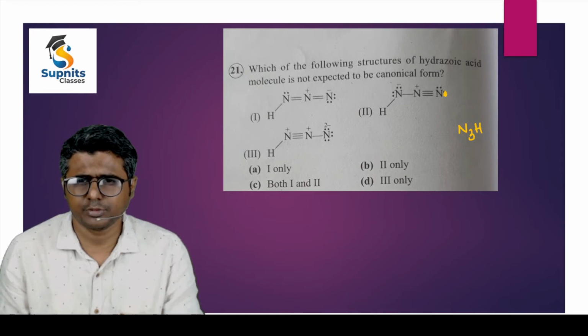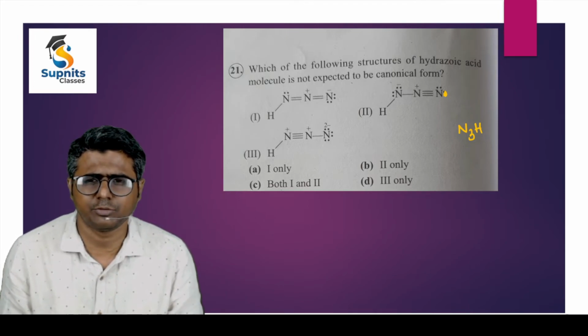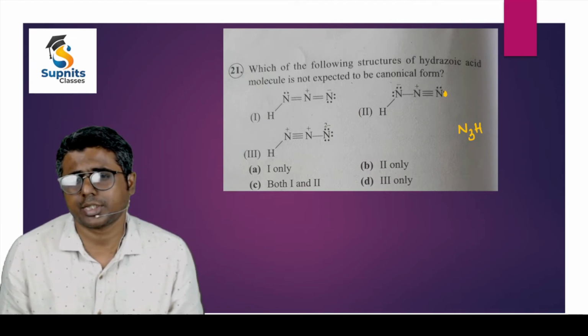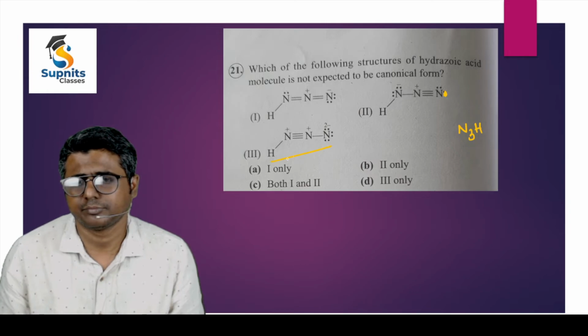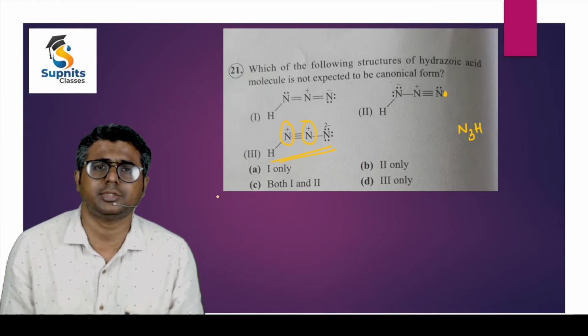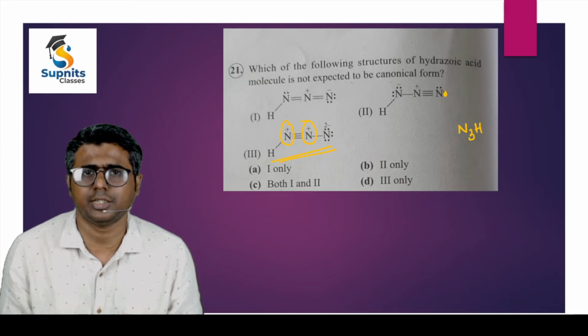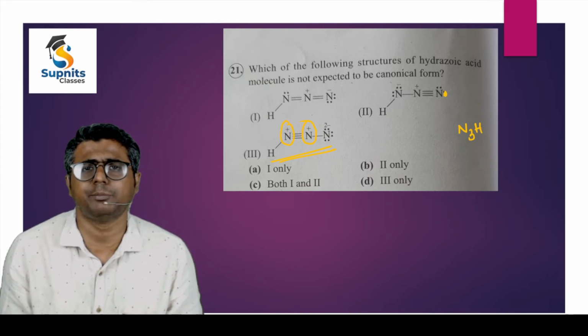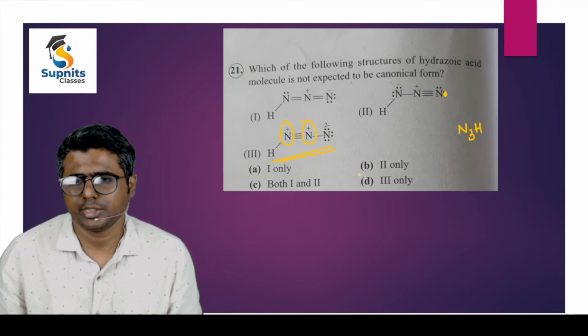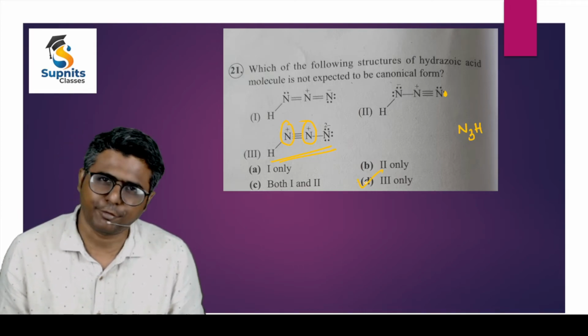Here, if you count the number of bonds, everyone is having an equal number of bonds, so I cannot really differentiate by that. However, if we see structure number 3, here two positive charges are lying adjacent to each other. Now when two like charges lie adjacent to each other, there is high repulsion between them, and that is not at all stable. So number 3 is not a canonical form.